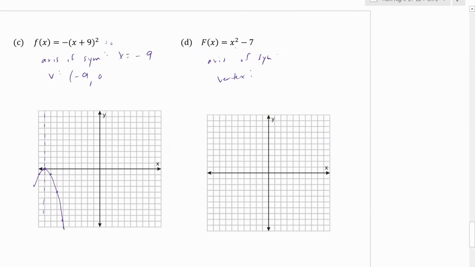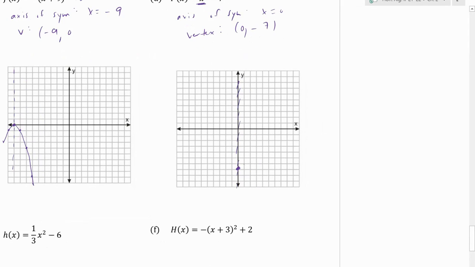Here, I'm not moving it left and right any, so the axis of symmetry stays at x is 0, but I go down 7. So 0, -7, and it doesn't have any sort of reflection or shifts. Where am I down 7? 2 more. And we've got that parabola.